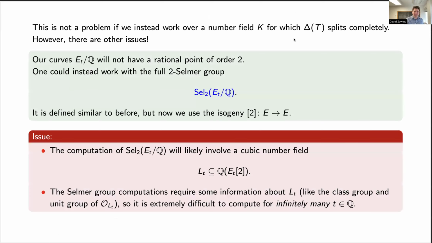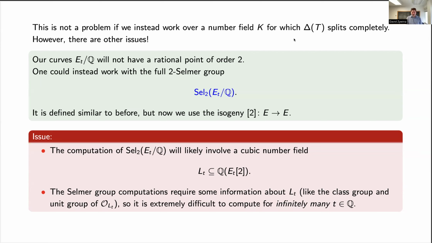Now you might say, oh, that's not a problem. Let's just increase the number field, and then it will factor into linear terms. But there are other issues that can happen. So for example, our curves here do not have 2 torsion points. And so the simple kind of Selmer groups I computed don't work. You could instead work with the full 2-Selmer groups, defined like before, except using just the multiplication by 2 isogeny of the elliptic curve to itself.